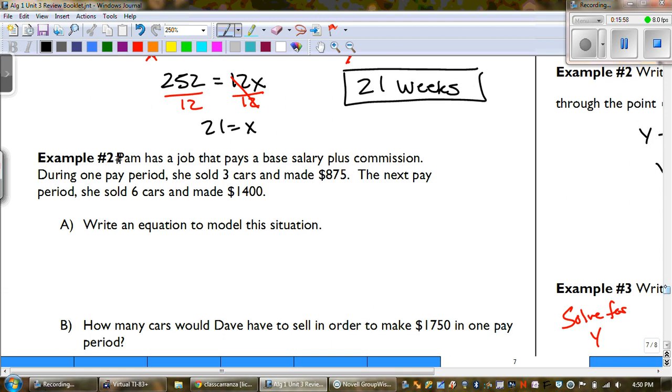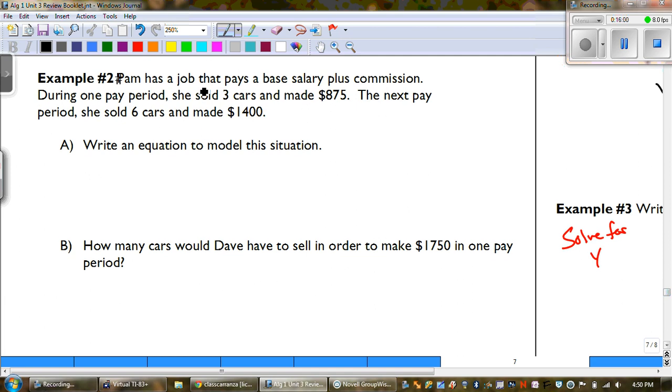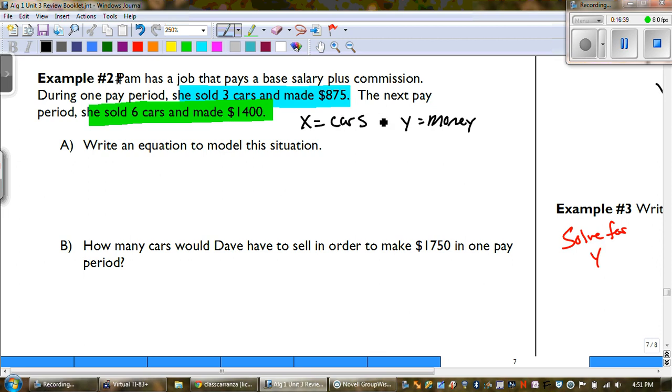All right, example number 2. It says Pam has a job that pays a base salary plus commission. During one pay period, she sold 3 cars and made $875. The next pay period, she sold 6 cars and made $1,400. Write an equation to model this, okay? So if we're gonna write an equation, I wanna know what is my X and what is my Y. Anytime we're talking about money, money's always our Y. So that means the other thing we're talking about are cars.